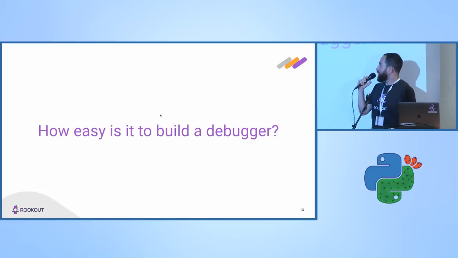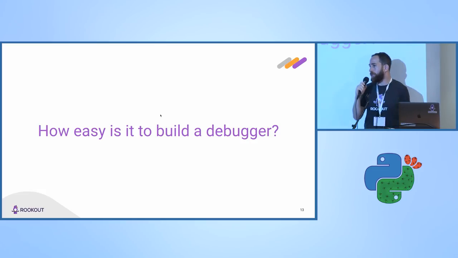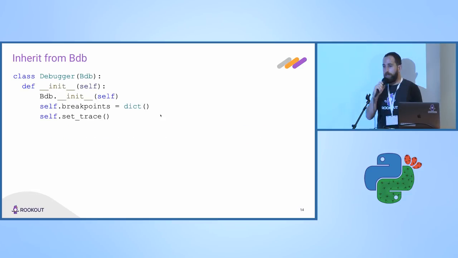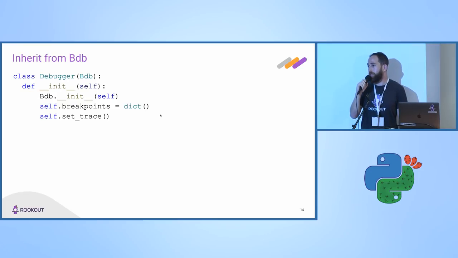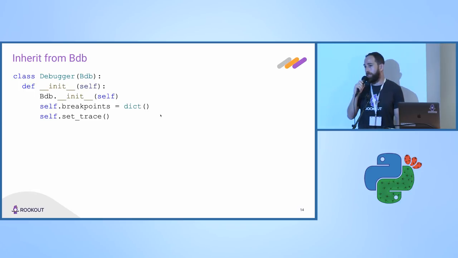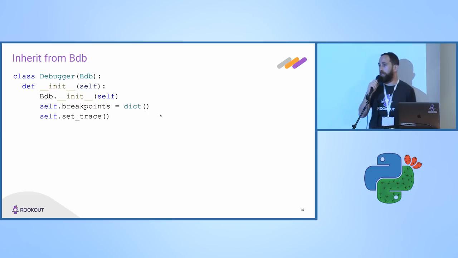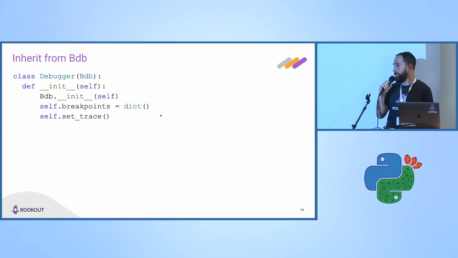Now, if what I've shown you here seems a bit daunting or confusing, then you might be wondering how easy it can be to build a debugger for Python. Lucky for us, we have a shortcut. PDB is actually built on top of BDB. BDB is the base debugger, and it's part of the Python standard library, and we can just inherit it and build our own simple debugger. We start by inheriting from BDB and creating our constructor.